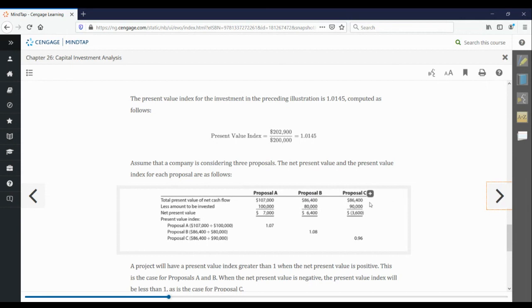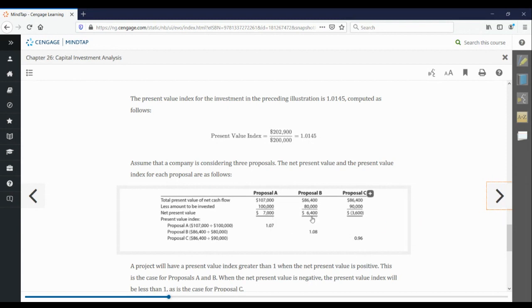Notice with proposal C, our net present value was negative. So that tells us right there that the net present value is not a positive amount. Proposal C is probably not going to be your best investment. In fact, if you looked at it further, you could see that your present value index dipped below $1. It dipped below 100%. It went to 96%. And so proposal C would definitely be out.